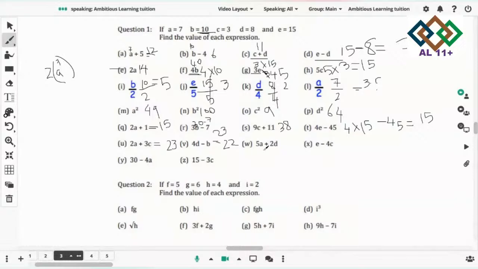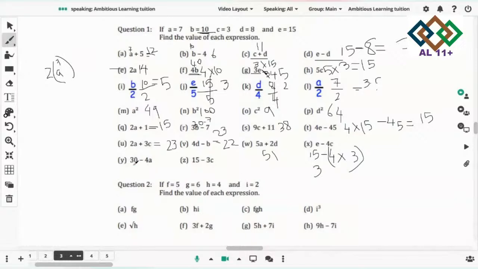And then you have 5a plus 2d. So 5 multiplied by a is 7, plus 2 multiplied by 8. When you do all of that, you will get the answer as 51. And now you have e, that is 15, minus 4. First, you have to multiply by 3. So try putting a bracket here so that you don't get confused. So 15 minus 12, that is 3.